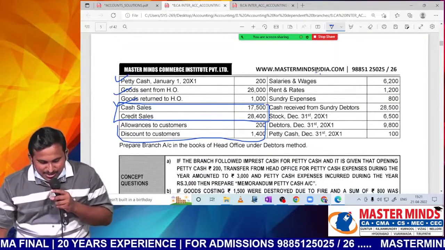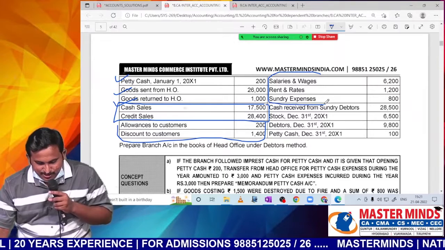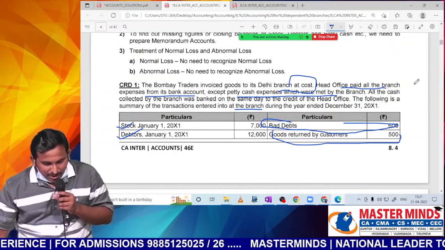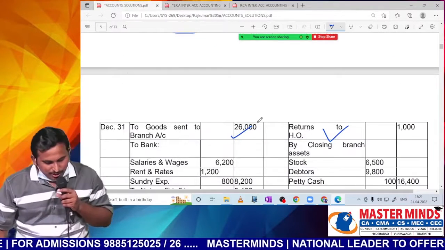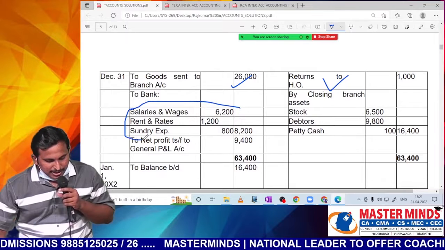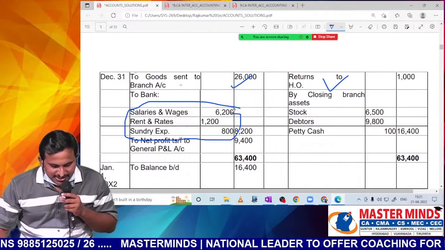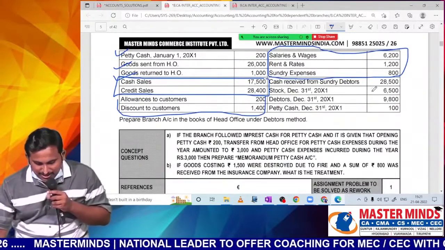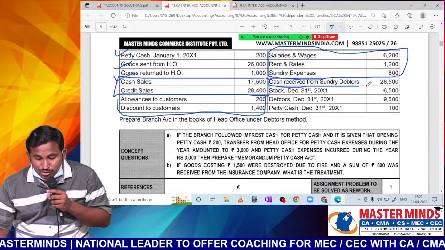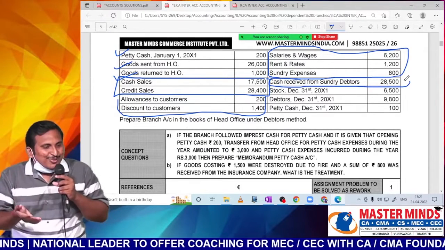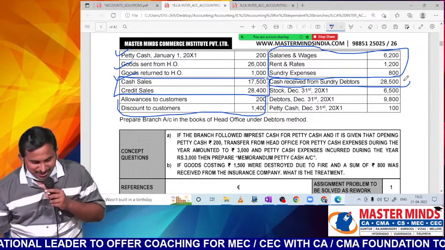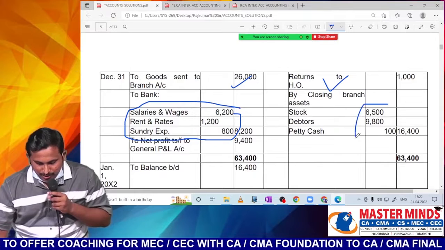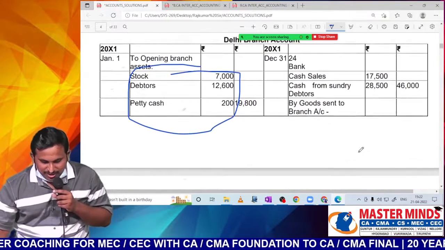Next, salaries, wages, rent, rates and taxes, sundry expenses. If they are incurred by the branch, we don't record, sir. But because it is clearly given that head office has paid all the branch expenses, now we'll record all those expenses to bank: salaries and wages, rent and rates, sundry expenses. So is the discussion clear? The next, whatever closing balances, of course, cash received from debtors. This is also not between holding and branch, so it is not required. Then all those three closing balances have to be recorded. So we'll record all the three closing. So that's all, everything is recorded, sir.